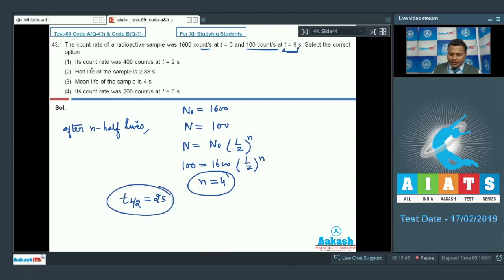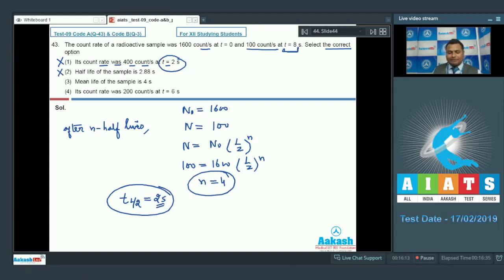Now the count rate was 400 at t equal to 2 seconds. It means at t equal to 2 seconds, one half life has gone. So count rate must be half, that is 800. So this is wrong. We have to choose the correct option here. Half-life of sample is 2.88. We just have calculated the half-life, that is 2 seconds. So this is also wrong.